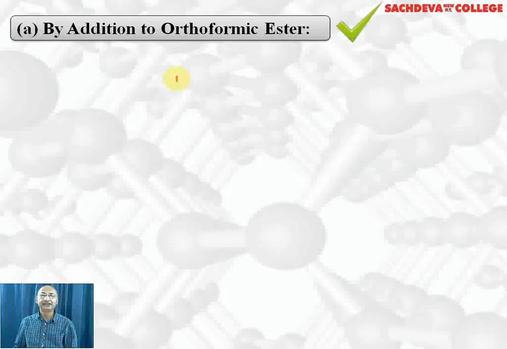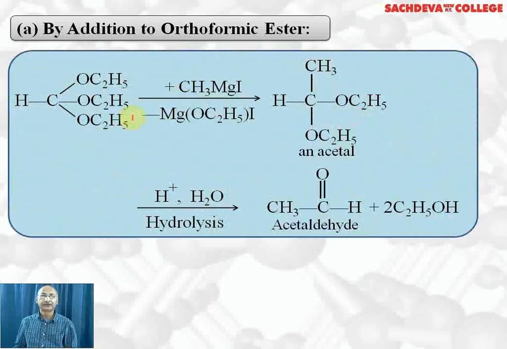Now we are taking addition of orthoformic ester. This is orthoformic ester which is reacting with Grignard reagent. It results in the formation of an acetal. Acetal we call it because there are two ethoxy groups attached to this carbon. Now here we are hydrolyzing it. So here ethyl alcohol will be removed. Here also ethyl alcohol will be removed. And oxygen will be left here. So we get acetaldehyde plus ethyl alcohol. 2 moles of ethyl alcohol will be formed. That's the way how acetaldehyde can be prepared from orthoformic ester.